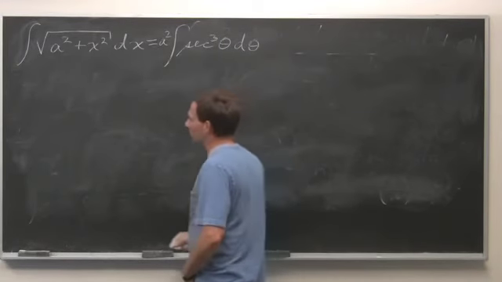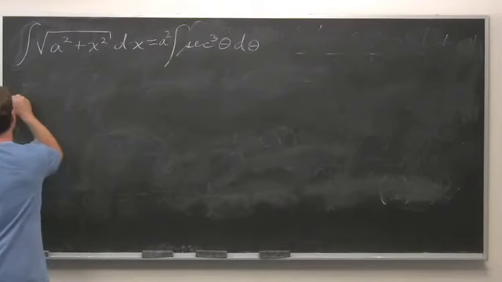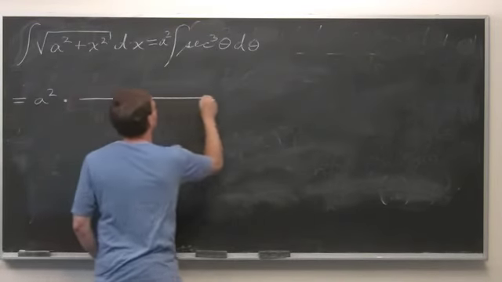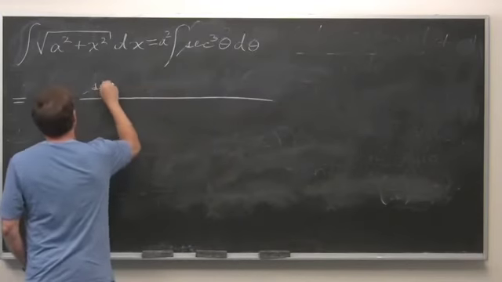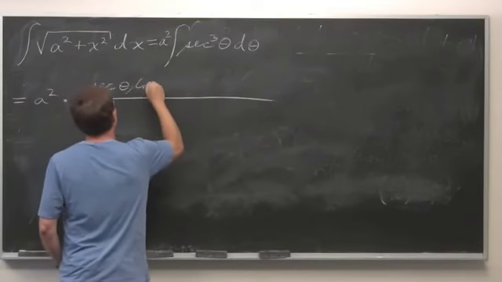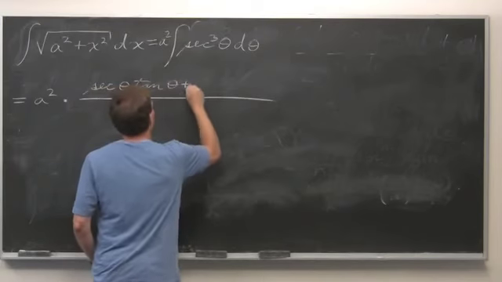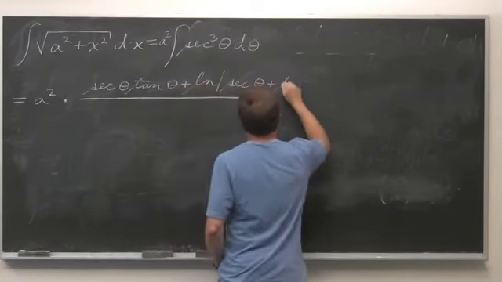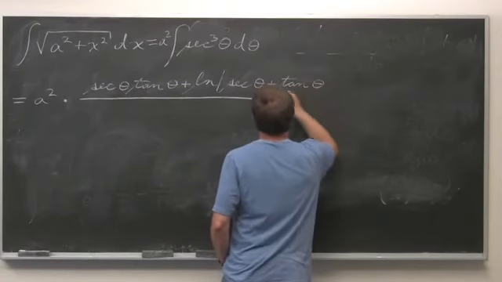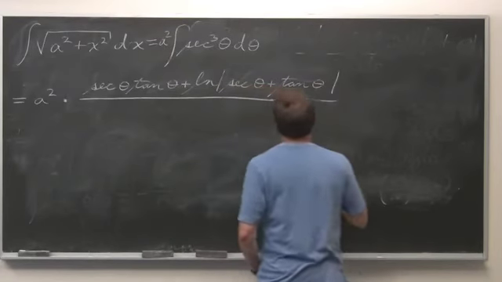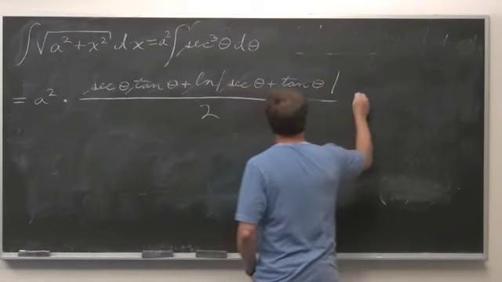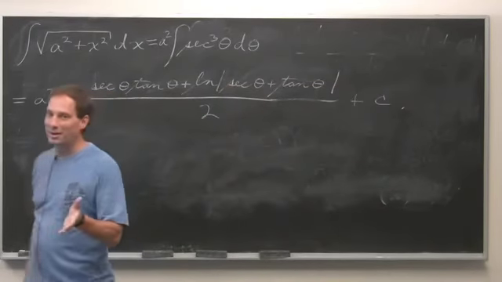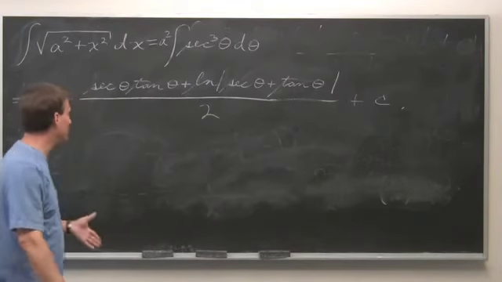But we know the integral of secant cubed theta. I told you not to memorize it, but okay, I've got it memorized, or at least I remember it. Right now, it is secant theta times tan theta plus the natural log of the absolute value of secant theta plus tan theta, over 2 plus a constant. It's this, but we want the answer back in terms of x and a.